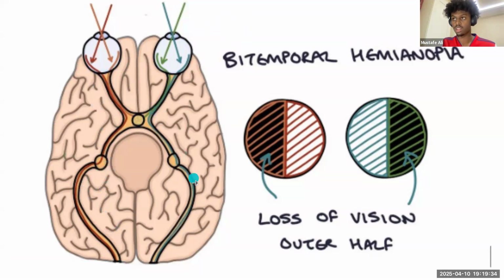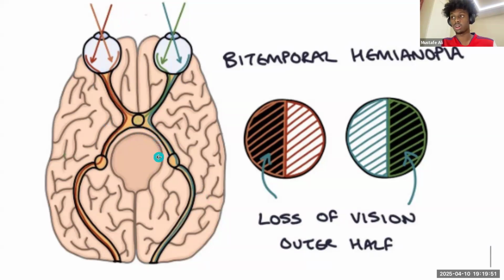And the same thing from the other side. Now, the nasal visual field, let's say you see something that's in front of you, it will reflect to the outer or the opposite part of the back of the eye, and it will stay on the same side. So it will not cross at the optic chiasm.